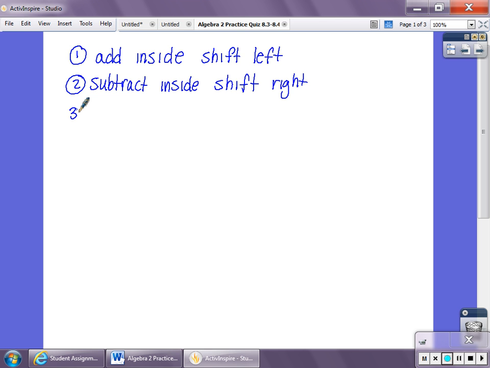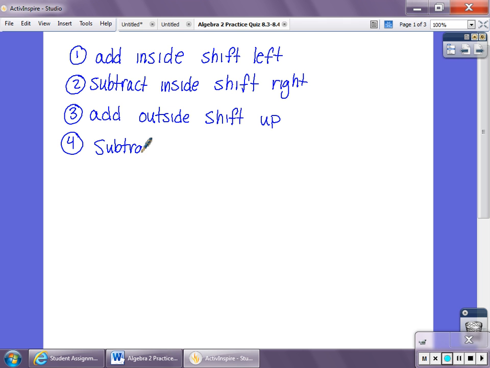If you are adding on the outside, that is a shift up. And if you are subtracting on the outside, that is a shift down.